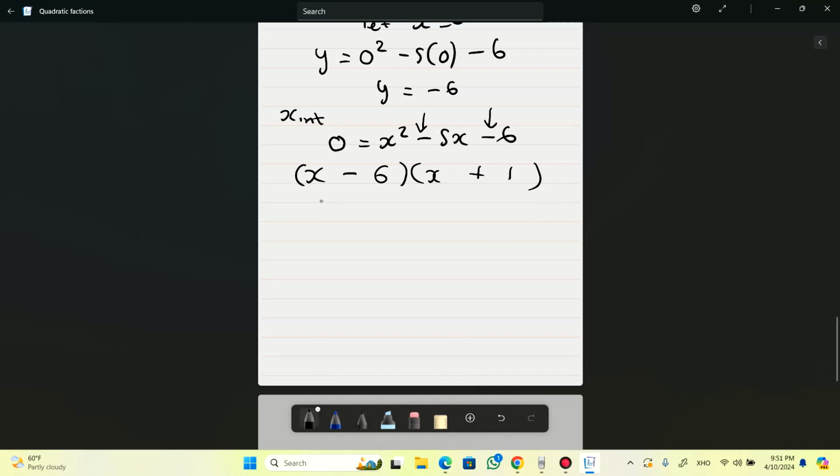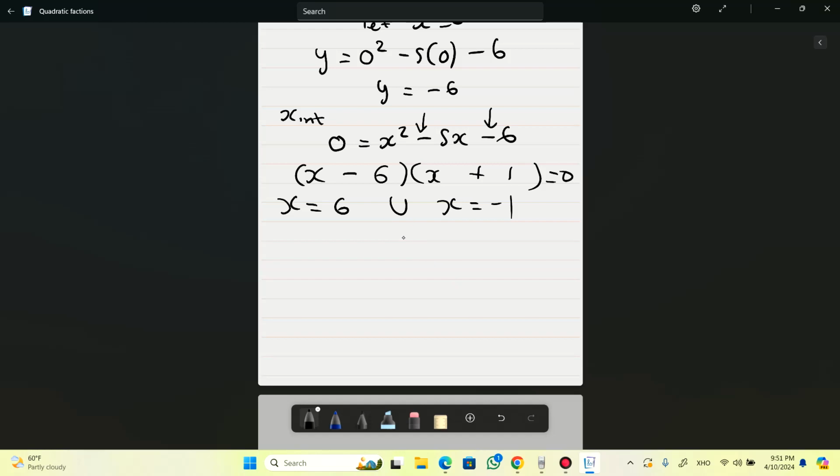And then you should say, well, x in this case should be equal to 0. Okay, so this should be equal to 0, and then you solve for x, right? x should be equal to 6, or x is equal to negative 1, right?